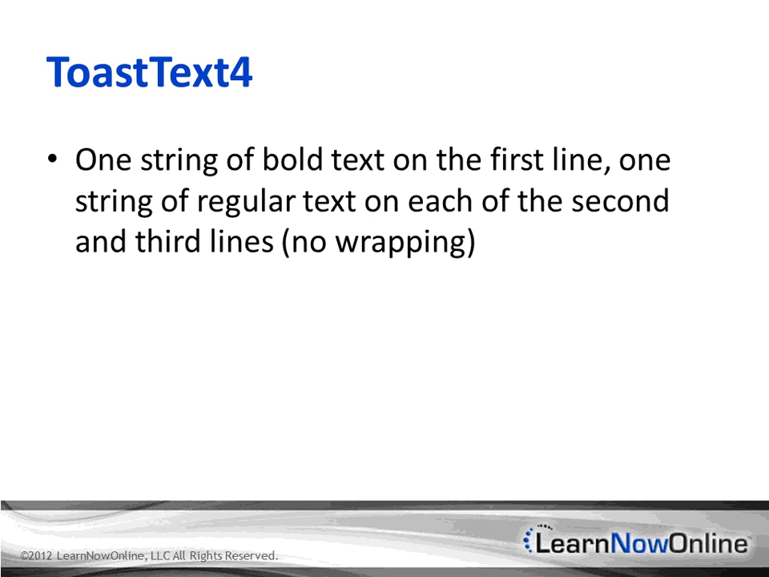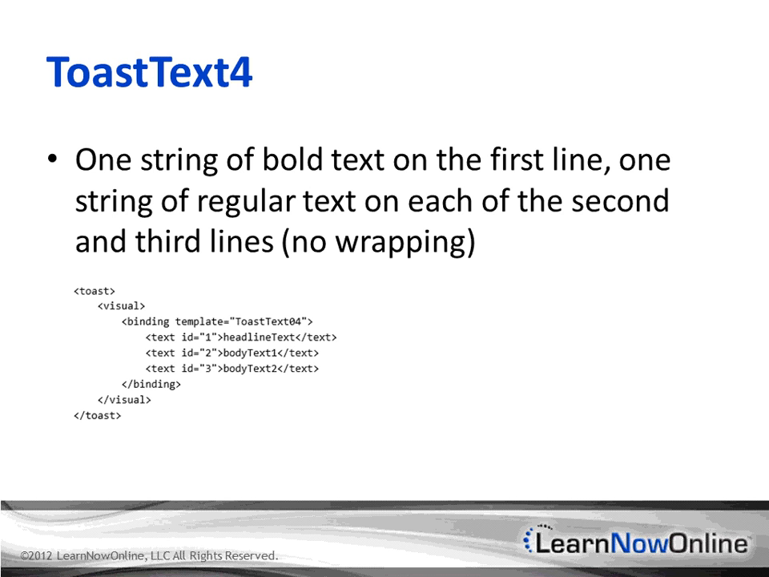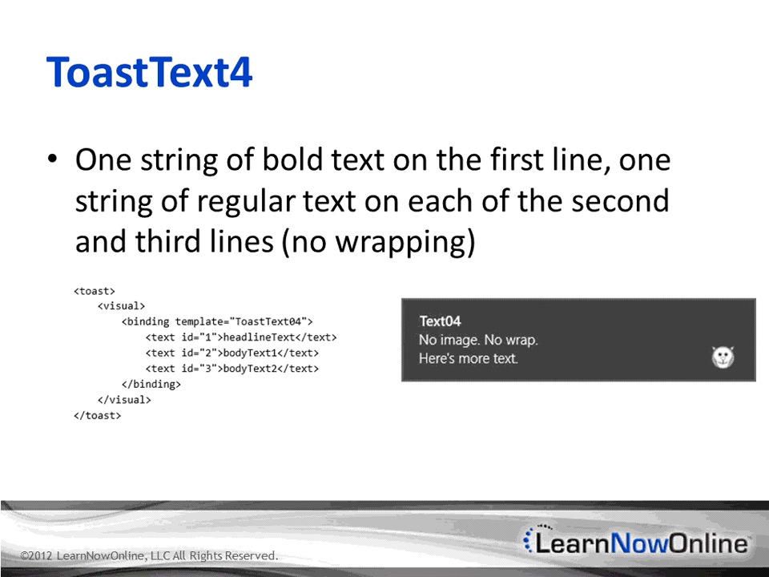Toast text 4 has one string of bold text on the first line, one string of regular text on each of the second and third lines, and there's no wrapping. Here you have 3 text elements whose IDs are 1, 2, and 3 with text in each of them. You might see something like this on your toast notification. The bold line is first, and then two secondary lines of text, both of which don't wrap. They just get truncated. That's the first four without images.